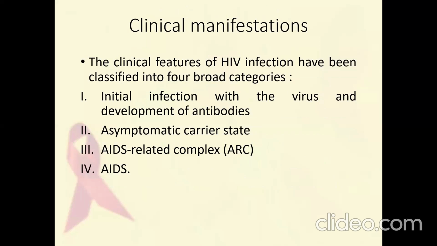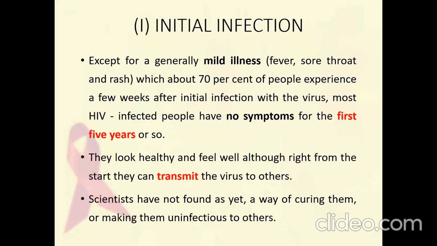Then today we'll start with clinical manifestation. The clinical features of HIV infection have been classified into 4 broad categories. So first is initial infection with the virus and development of antibodies. Second one is asymptomatic carrier state. Third is AIDS-related complex, that is ARC. And fourth and final is AIDS. So first one is initial infection.